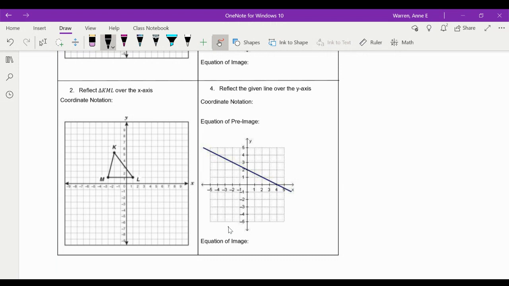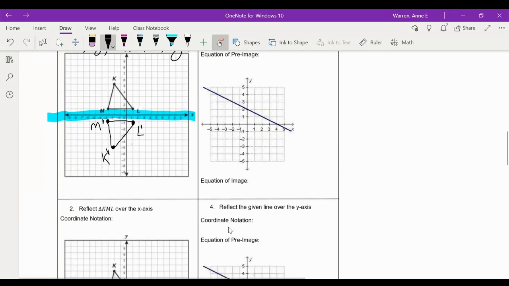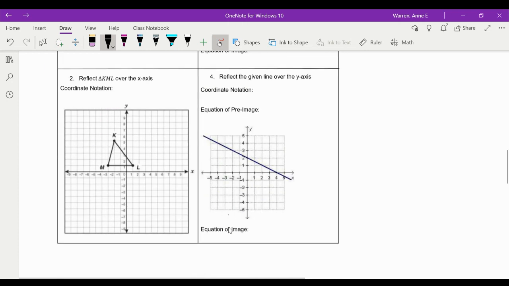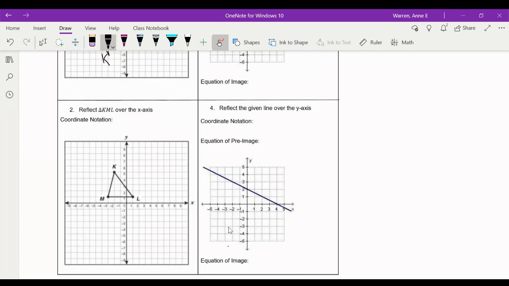Next, we have this other question. This question says the same thing. That's not what it's supposed to say. That's my bad. I'm going to fix this real quick. But this should say to reflect triangle KML over the, well, I was going to say y-axis, but let's do it over the line y equals x. We'll sort of step it up a little bit.